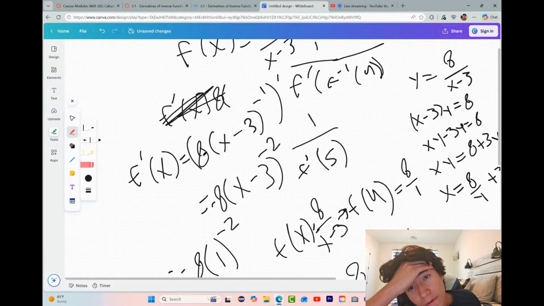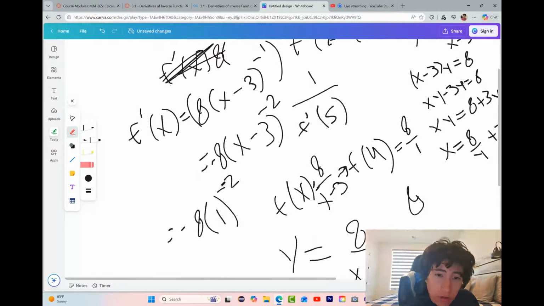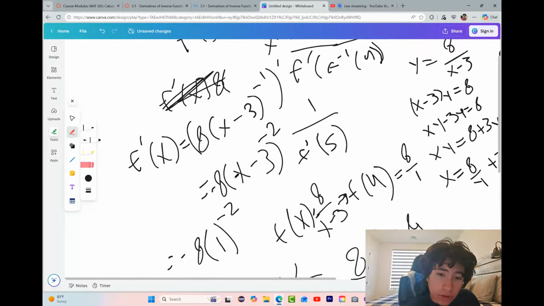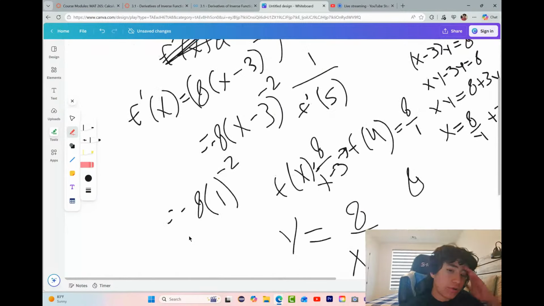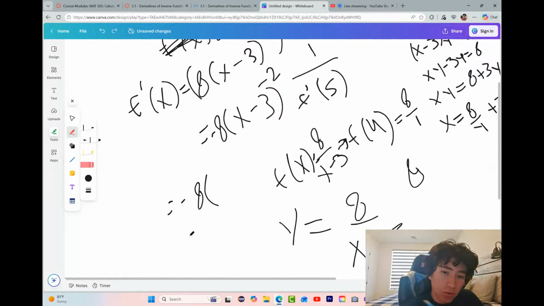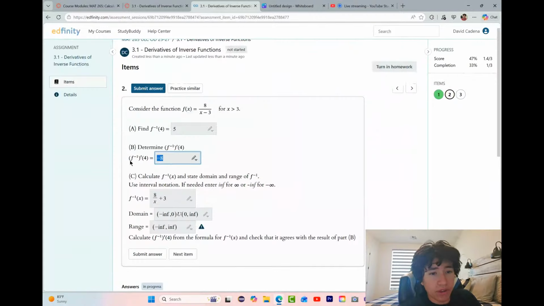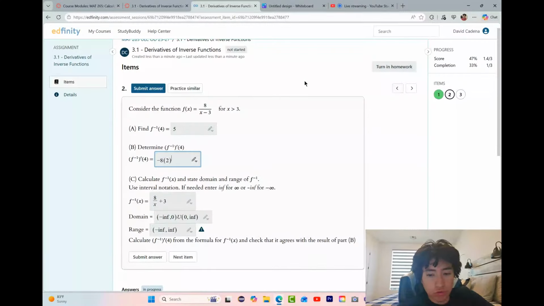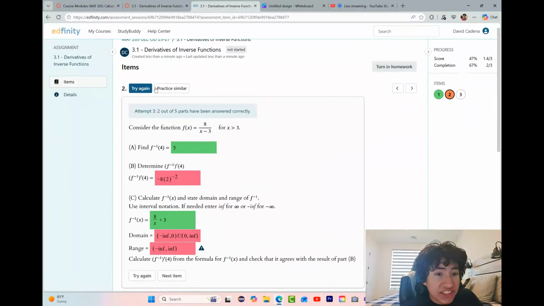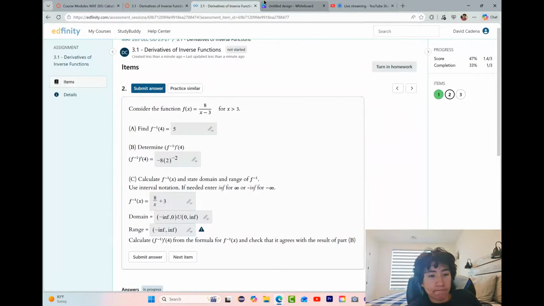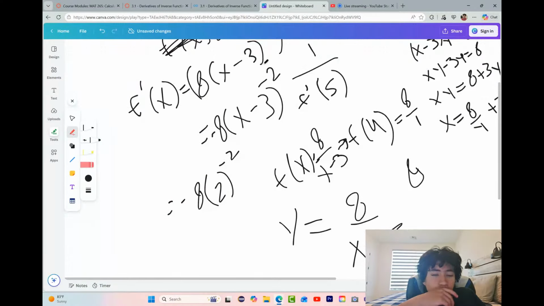We got to plug in 5. We got to plug in 5 here. So, no, hold on. So we get 2 to the power of negative 2. There we go. I could have simplified that, but I don't want to make any algebraic error. So 2 to the power of negative 2. There we go. Yeah, that should be correct, right? That's not correct. Five minus 3, that's 2, right?